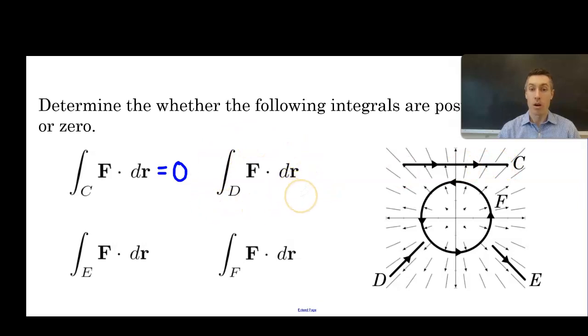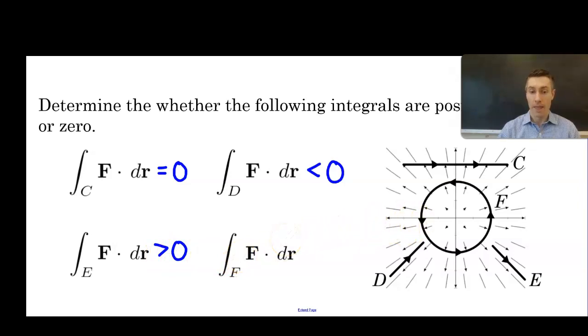Now, if we go along curve D, now the direction we're moving is against the vector field. So the vector fields are pushing against us. So that means that the work done by the vector field is going to be negative, because they are pushing against us as opposed to pushing with us. Whereas now if we look at curve E, the vectors in the vector field are now pushing with us. So we should expect that work to be positive.